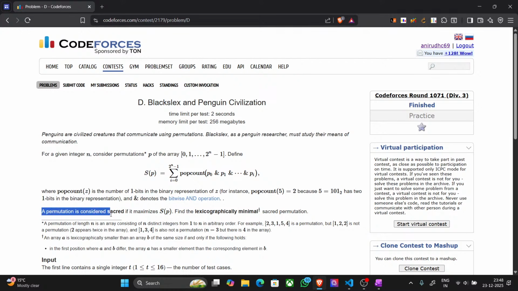A permutation is called sacred if it maximizes SP. Find the lexicographically minimum sacred permutation. So we need to maximize SP and then print the lexicographically minimum permutation. Okay, so I will explain this with an example.